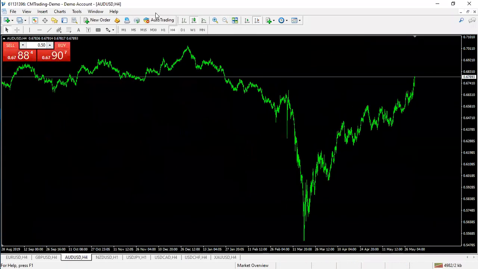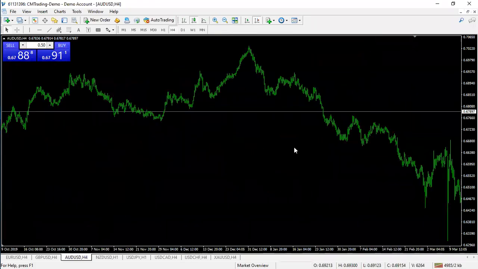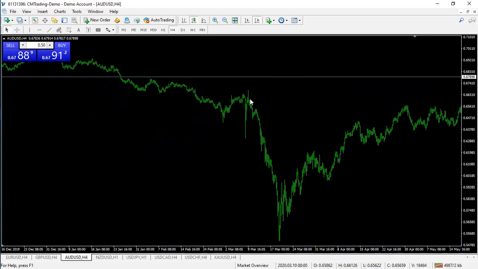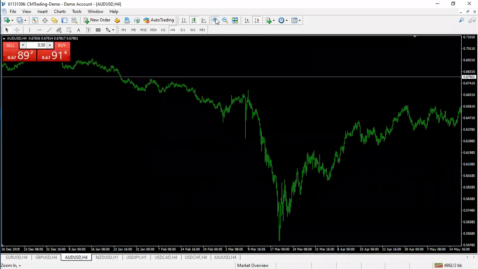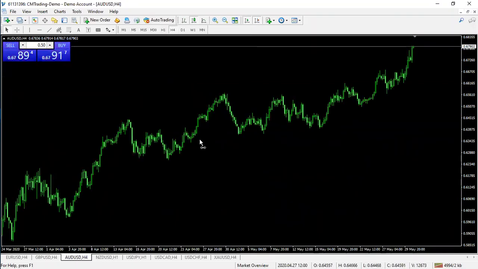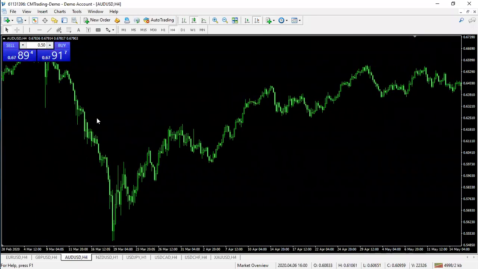So you can see from this what happens. The market was dropping, then all of a sudden the market came and started buying. So that is what we call a spike V.